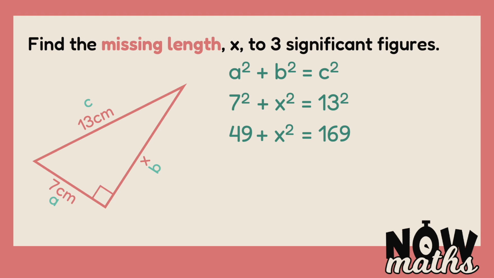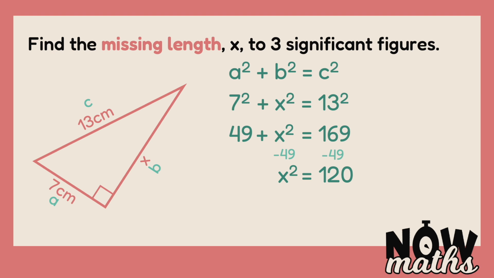So first of all, we're going to take a look at this 49, which is being added to x squared. And the inverse of adding 49 is subtracting 49. So we subtract 49 from both sides, which on the left hand side gives us x squared. And on the right hand side, 169 subtract 49 is 120. So we have x squared equals 120.